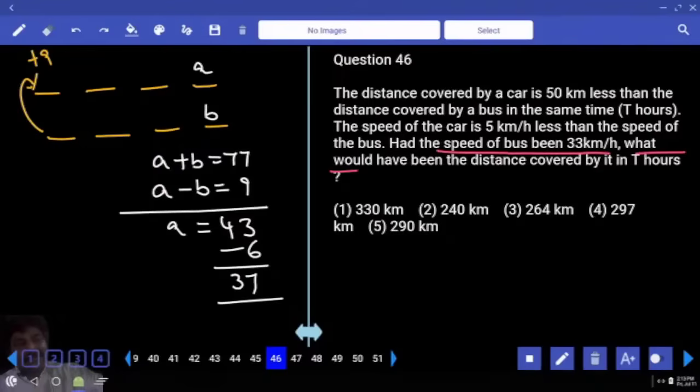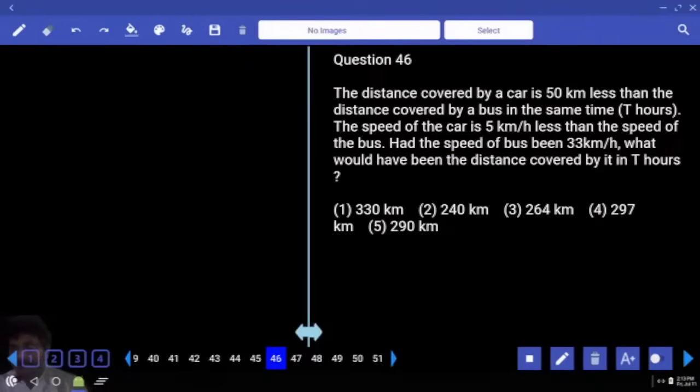The distance covered by the car is 50 kilometers less than the distance covered by the bus in the same time. Same time, which is T hours. The speed of the car is 5 km per hour less than the bus. Wait a minute. From this statement, if the car and bus both travel for 1 hour each, which vehicle will cover more distance? The bus will cover 5 kilometers more in 1 hour, correct?